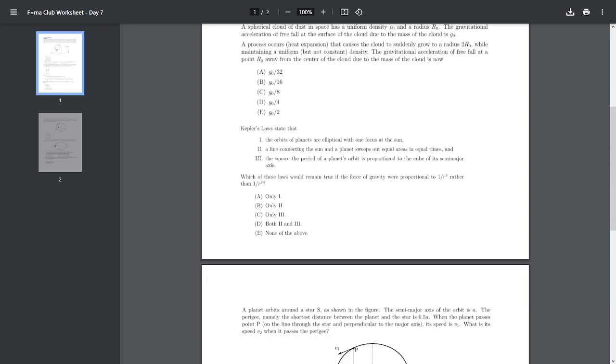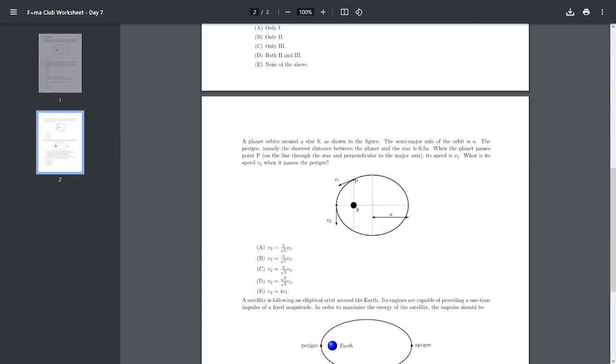All right, so next one is simple. Kepler's laws, we just talked about those. Which of these laws would remain true if the force of gravity were proportional to 1/r cubed instead of 1/r squared? We talked about this, I hinted at it a lot. Only our second law is going to stay the same. Remember that it's the only one dependent on angular momentum instead of the gravitational force. So only the second law will still remain true. The other ones will be changed.